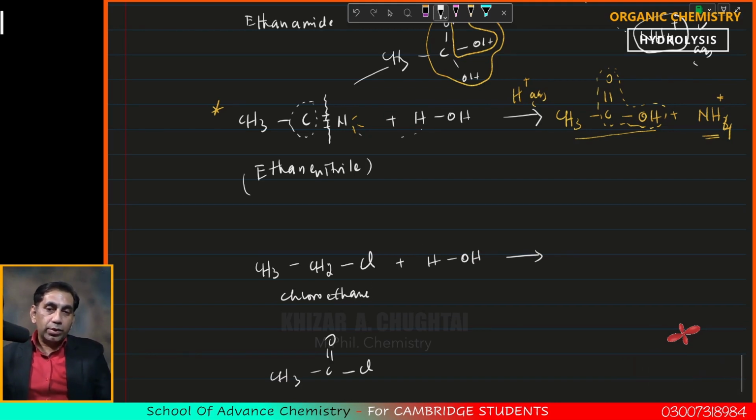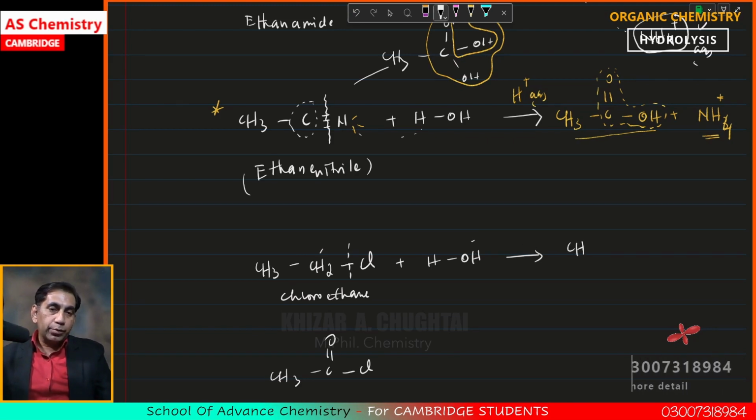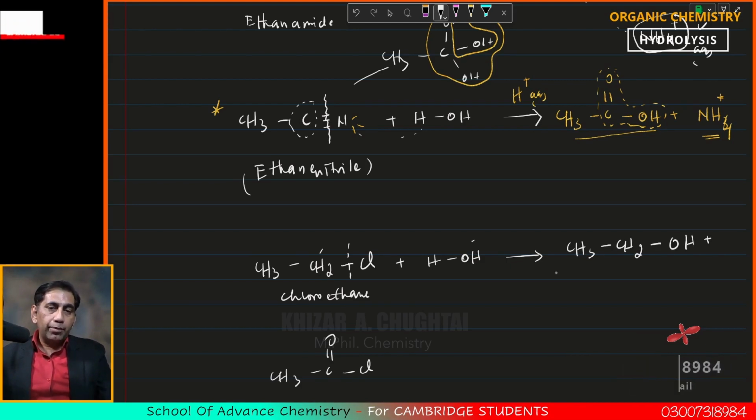So what is going to be formed? Once again, this C-Cl bond is broken down. This is basically the C-Cl bond, and again this carbon is going to have an OH group. So alcohol is going to be formed in this case. In this case, alcohol, not the acid, is going to be formed, plus this H and this Cl will meet together to make HCl.